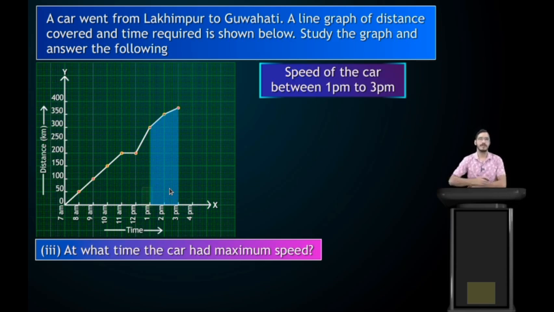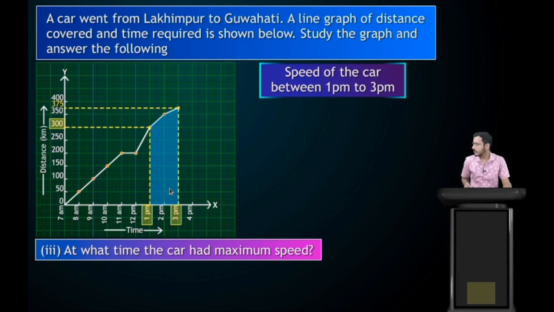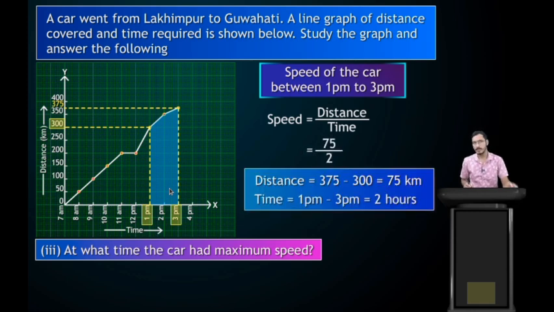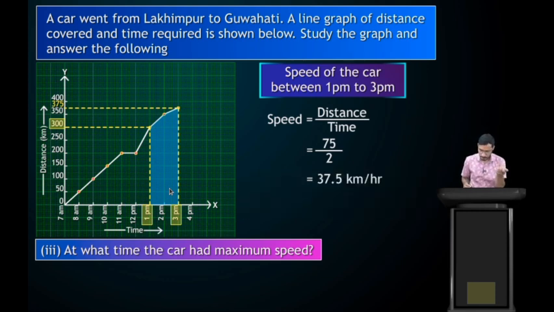Now the speed of the car between 1 p.m. to 3 p.m. For 1 to 3, the distance is 375 minus 300, that is 75 kilometers, and the time taken by the car is 2 hours, 3 p.m. minus 1 p.m. is 2 hours. So the speed is 37.5 kilometers per hour.